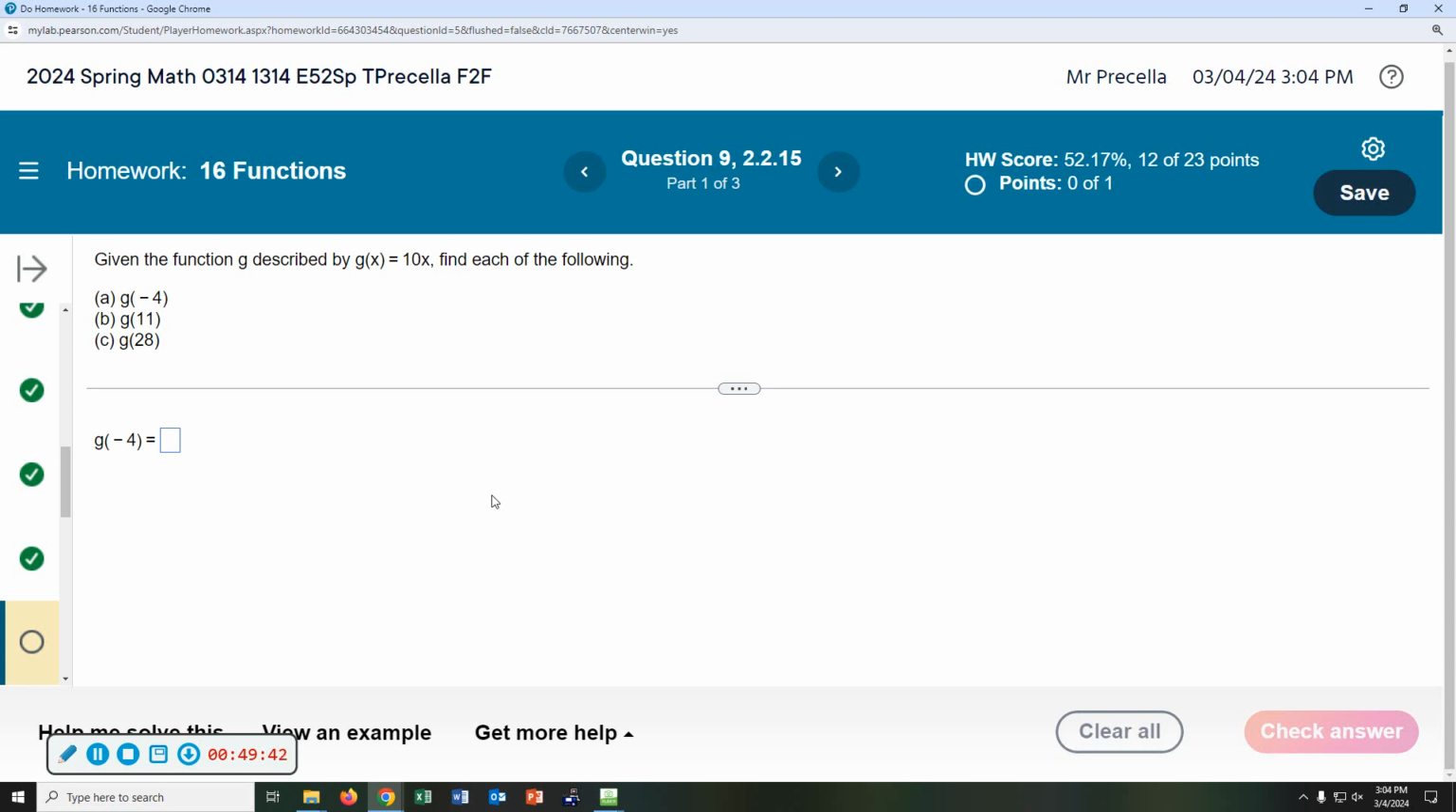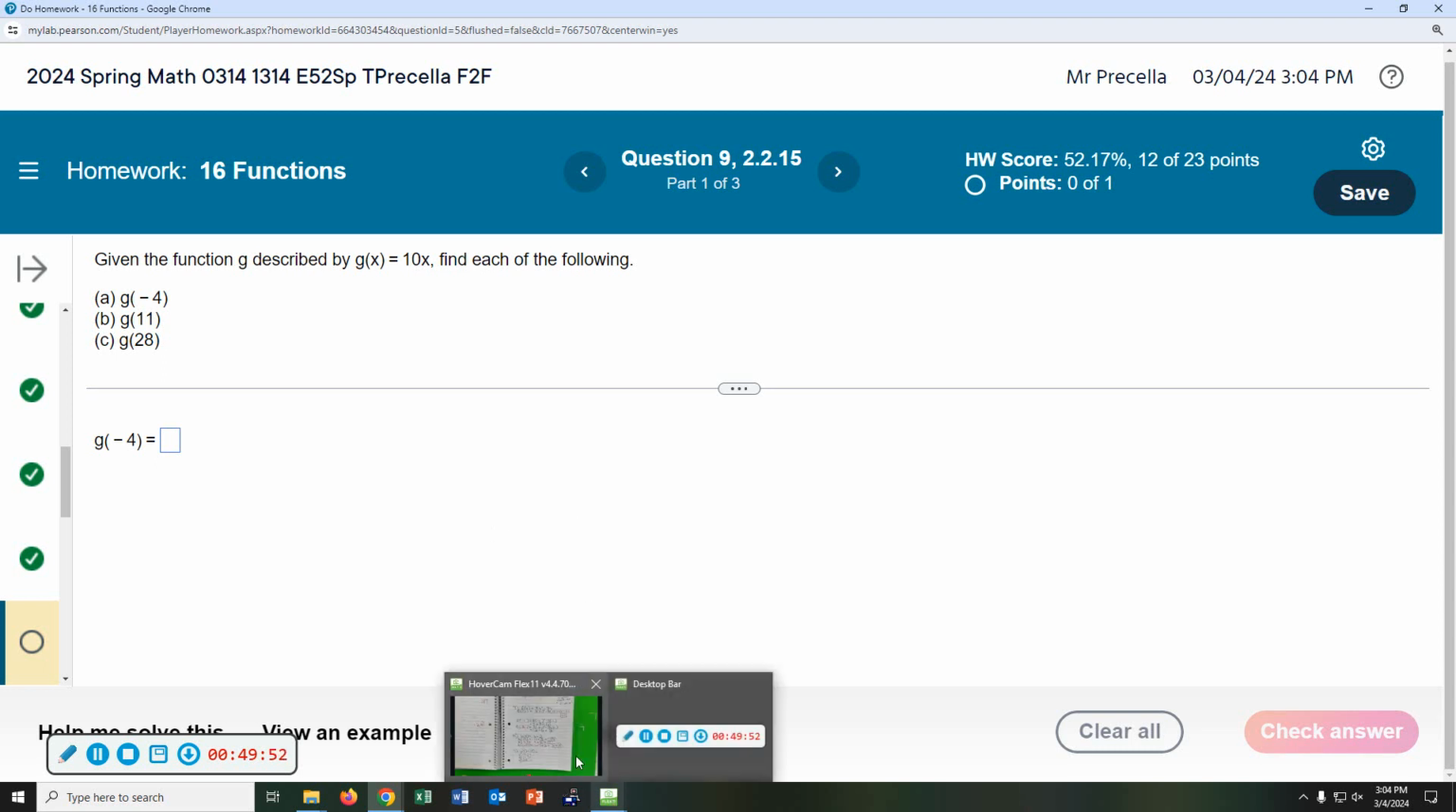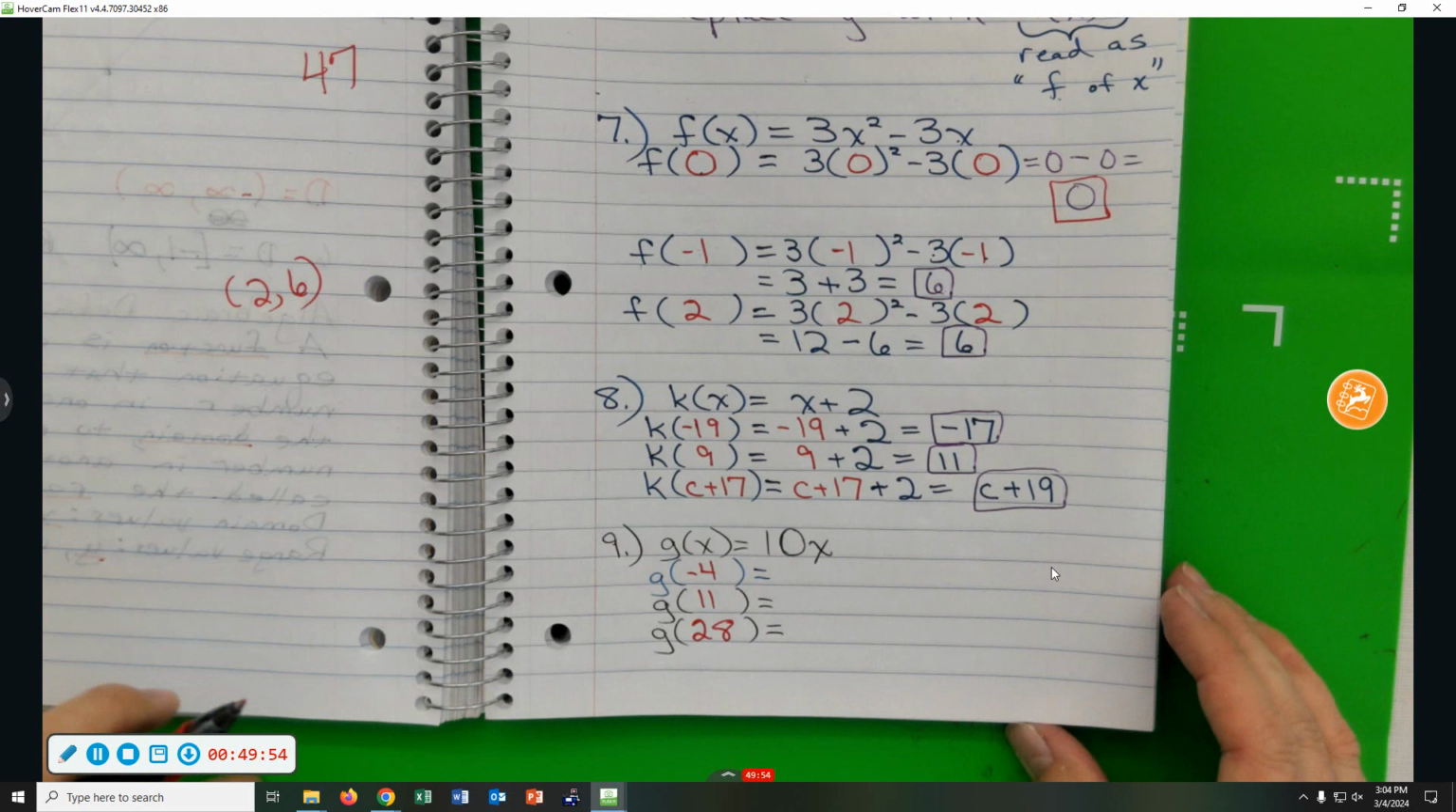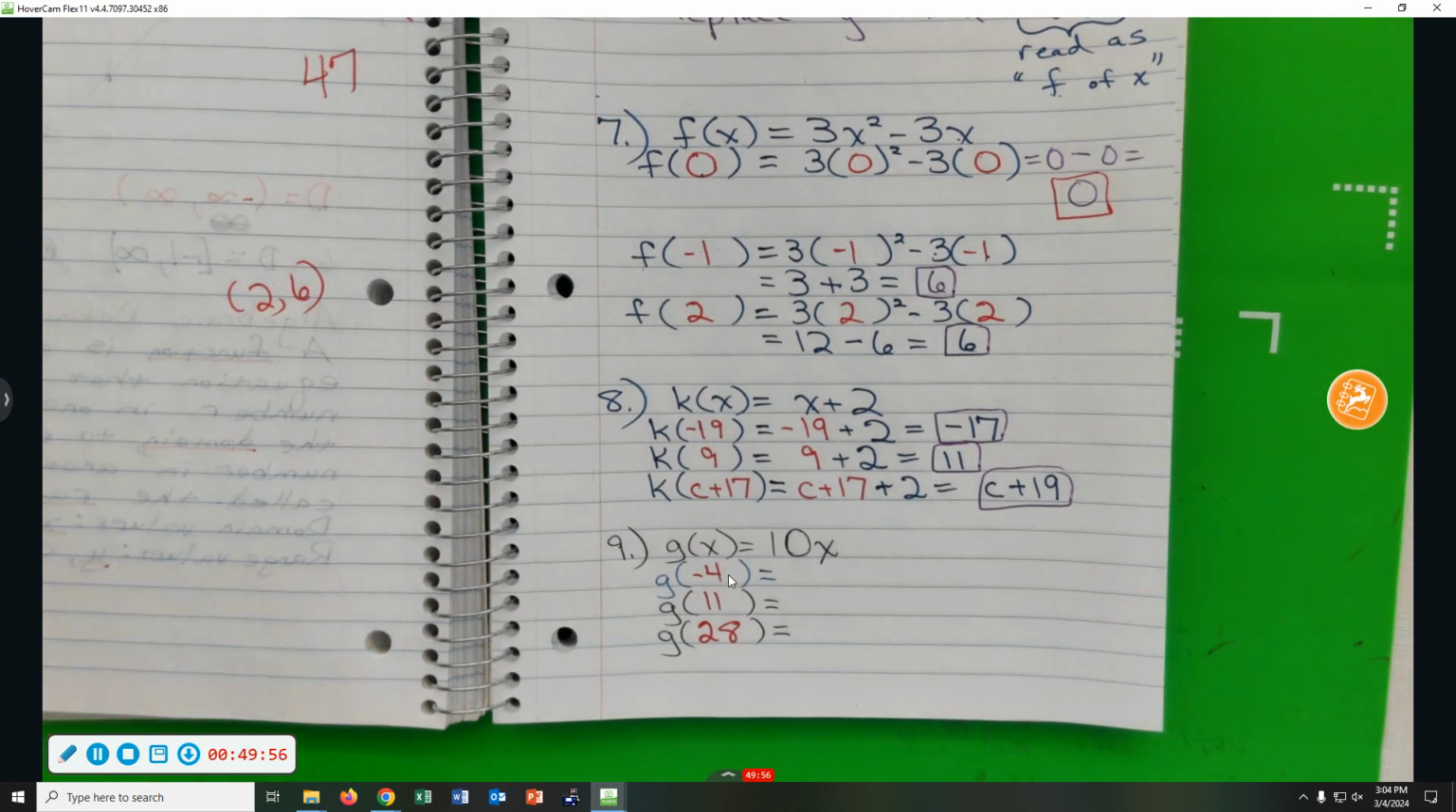Negative 4, 11, and 28. So, writing down the question. Okay. What will we do to find g of -4? That says go to your function g, and wherever you see an x, replace it with -4.